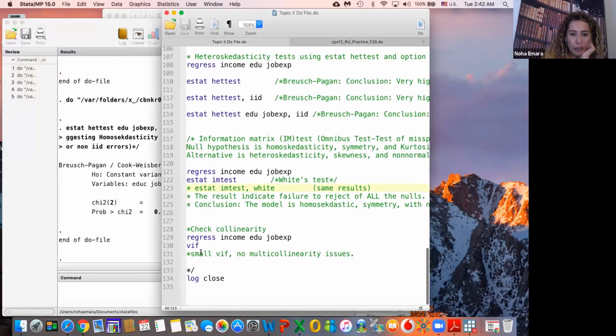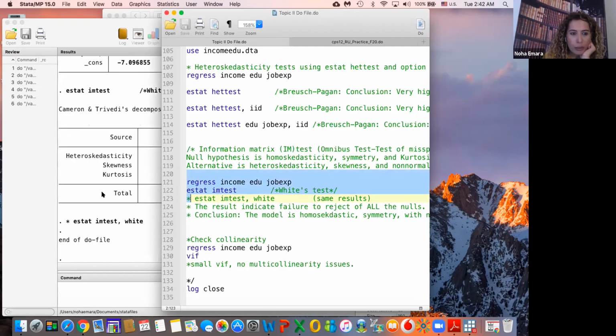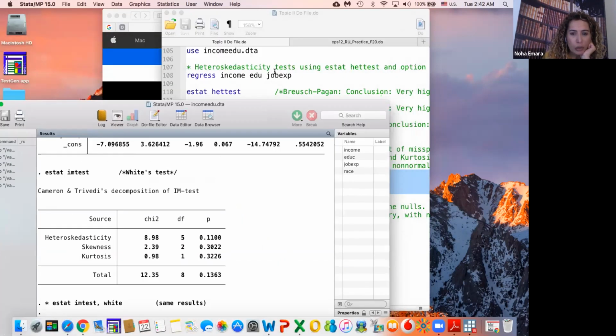Next, there is also the IM test. The IM test is for the White test. And again, it has to be written right under the regress command. So if you do it this way, this test would give you 3 tests together. And I'm writing it here. I'm going to be posting this do file for you.